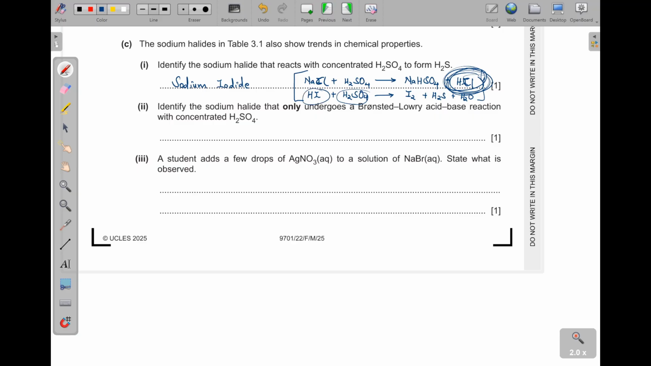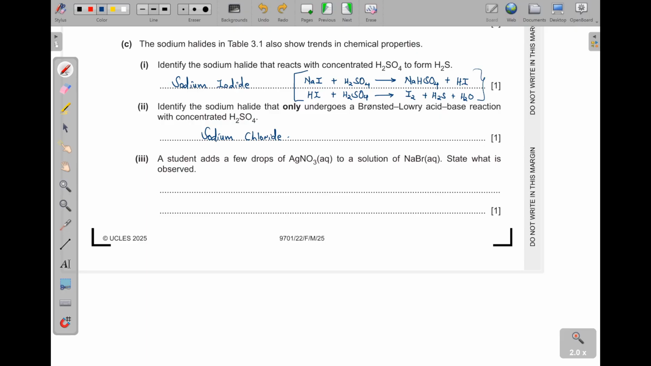But for iodine and bromine, they are broken down. So that is why here we have sodium chloride. And by the way, they said identify, so you can write the name or you can write the formula.